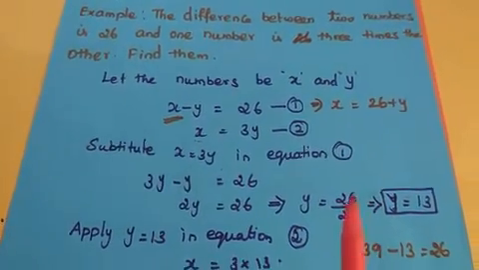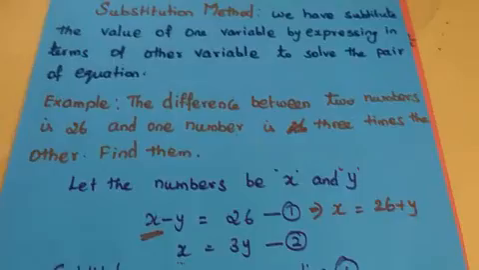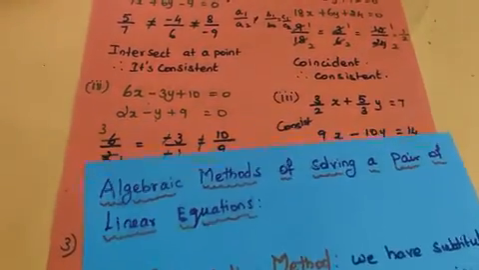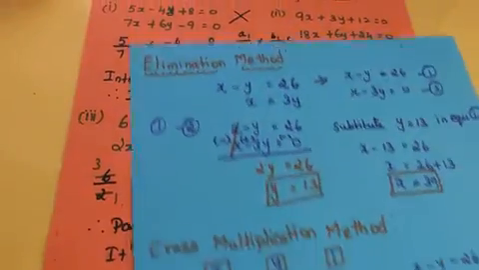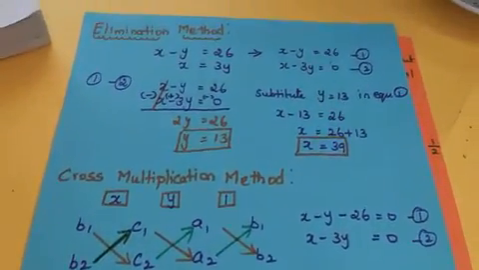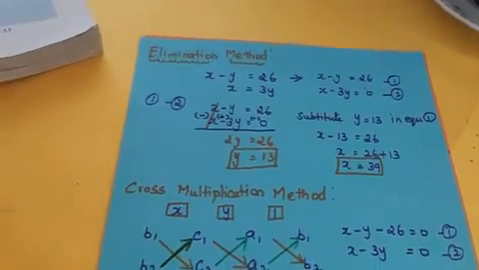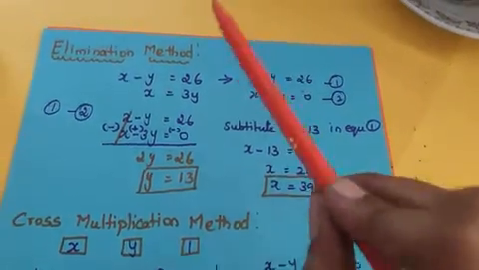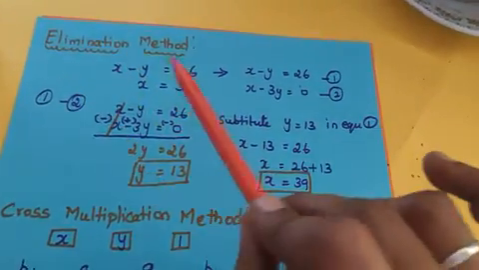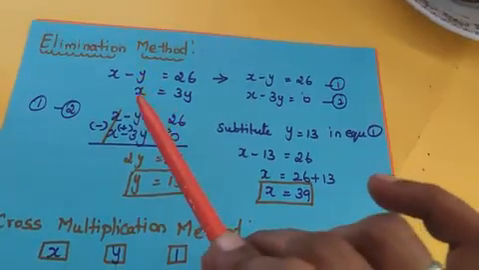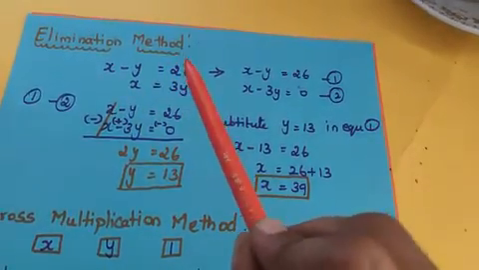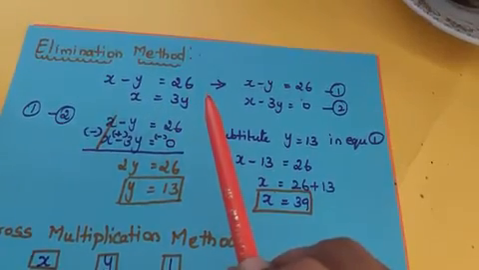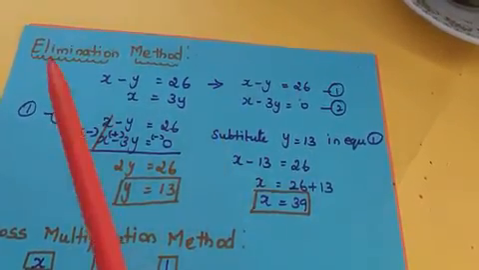Right children, I hope this point is clear for you. The same way we can learn the other two methods also. What are the other two methods? One is substitution. The other two methods are elimination and cross multiplication method. Now I am going to explain that. Elimination method is nothing but we are going to eliminate one variable from the given two equations, so that we will get an equation in only one variable. With one variable we can easily find out the value of that one, then we can substitute that value.